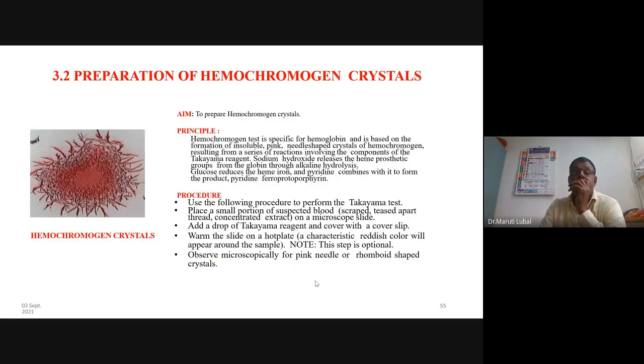Preparation of... next practical: preparation of haemochromogen crystals. The procedure of this practical is to use the following procedure to perform the Takayama test.